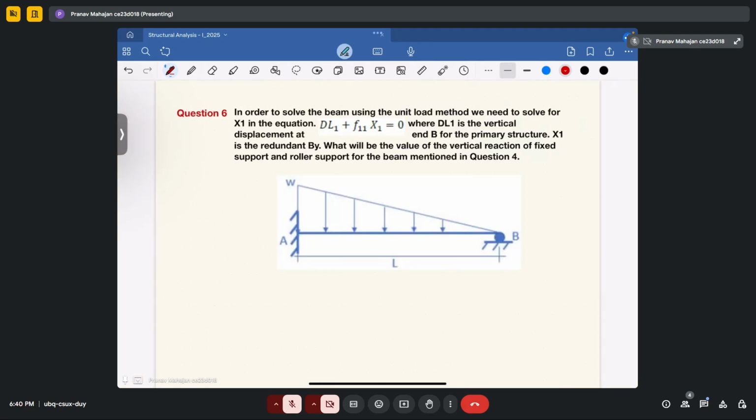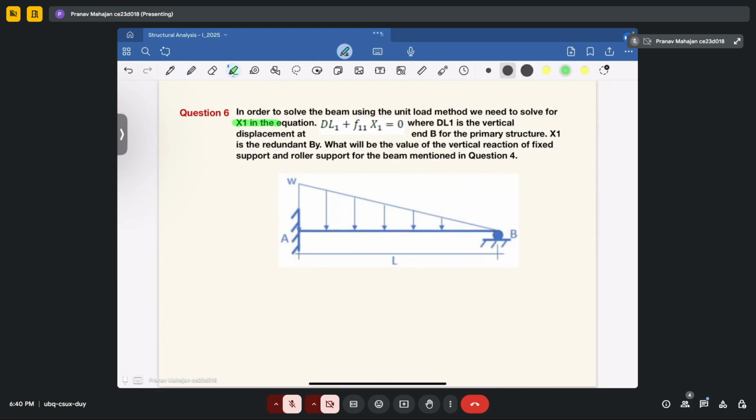Okay. So your next question tells you that in order to solve the beam using unit load method, we need to solve for H1, which is your unknown. That is the only condition left now in this equation. Okay. So in this question, X1 is the redundant given by By. So it is telling you what will be the value of the vertical reaction at the fixed end support and the roller support of the beam as mentioned in question number 4. So first we will determine the reaction force By, and that will be equal to your X1 in this question. Okay, so let's use this equation.